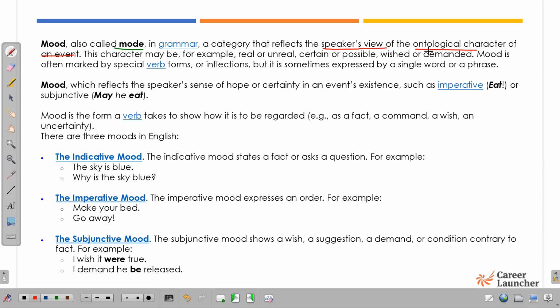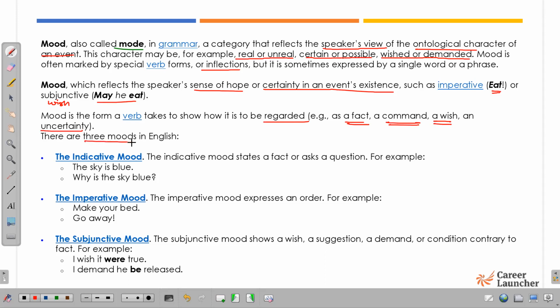What is the existential character? This character may be, for example, real or unreal, certain or possible, wished or demanded. Mood is often marked by a special verb form or inflections, but it is sometimes expressed by a single word or phrase. Mood reflects the speaker's sense of hope or certainty in an event's existence, such as imperative, eat, or subjunctive, may he eat. So you're wishing. Mood is a form of a verb that shows how it is to be regarded, as a fact, as a command, a wish, or uncertainty.